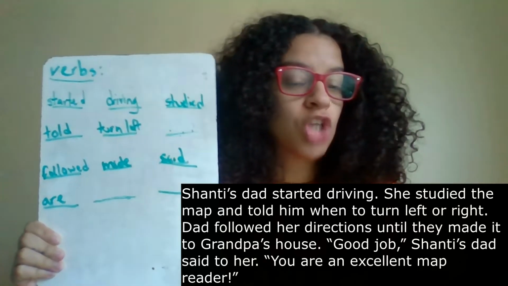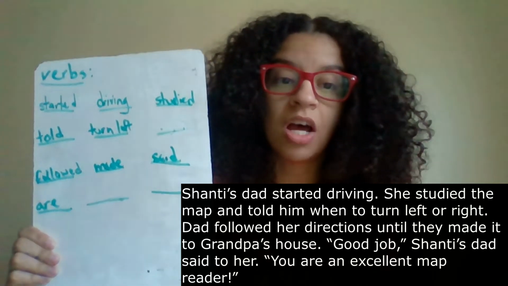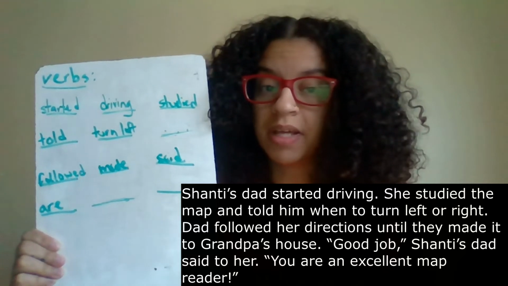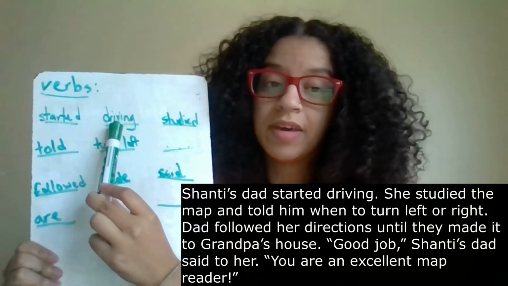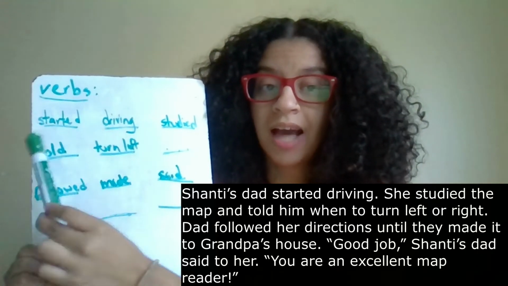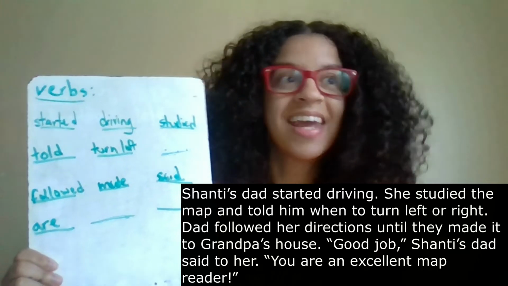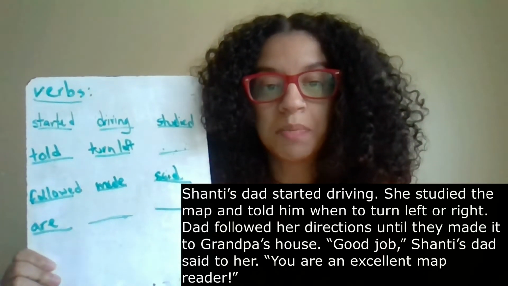Shanti's dad started driving. Well, the sentence about Shanti's dad and the action or the verb that's happening is that he started driving. So if you put starting and driving, because these are actions that he's doing, I said I give your brain a kiss. Mwah. Sentence number 2.